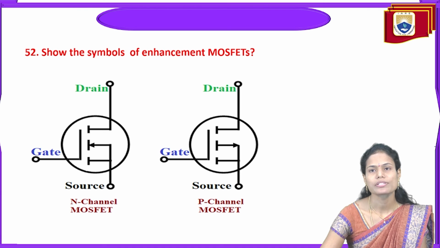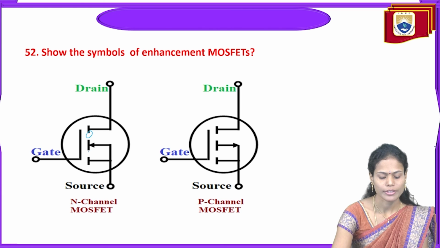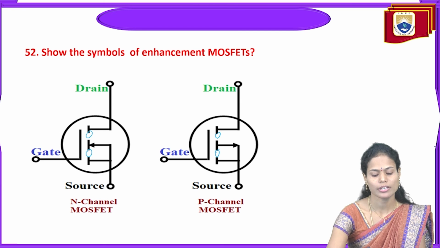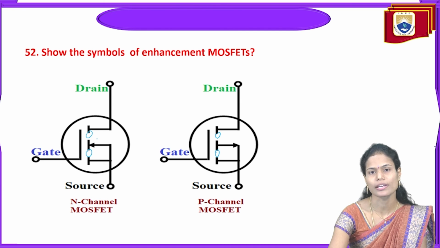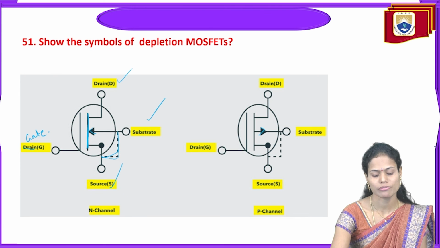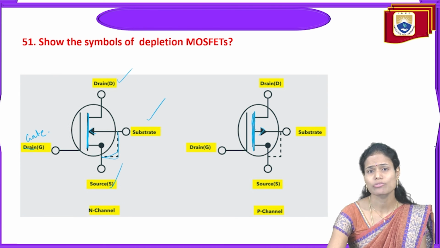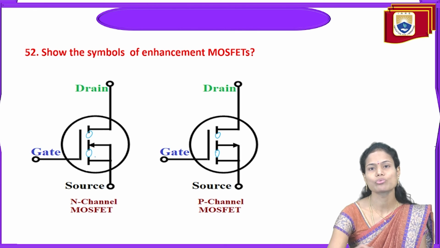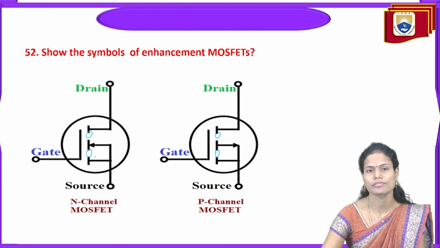And next, the symbols for enhancement MOSFET. If we observe the depletion MOSFET and enhancement MOSFET symbols, there is a gap between the drain, source and substrate terminals. That indicates there is no physical channel existing in the case of enhancement MOSFET. But in the case of depletion MOSFET, there is a physical channel existing between the source and drain terminals. So that's why we indicate it with the solid line. But here there is a gap between the source, drain and substrate terminals.